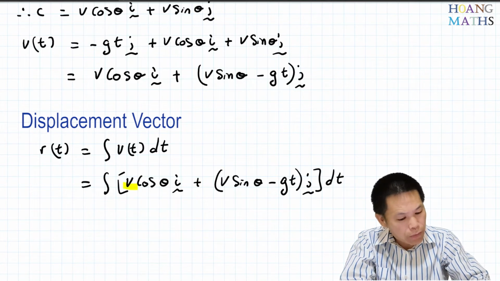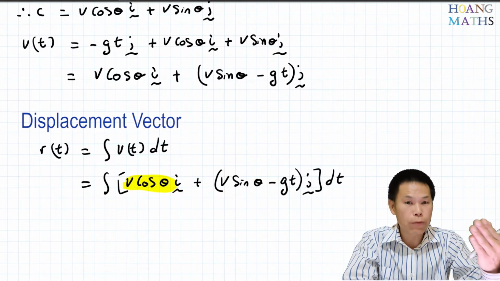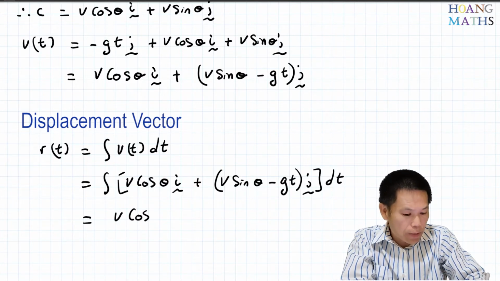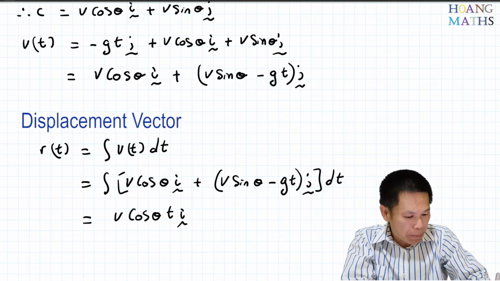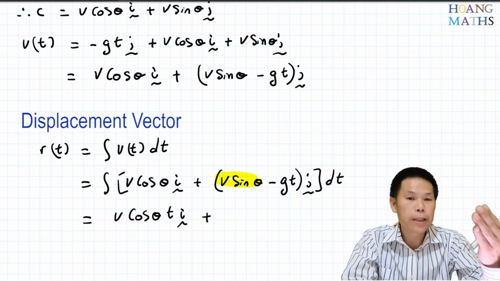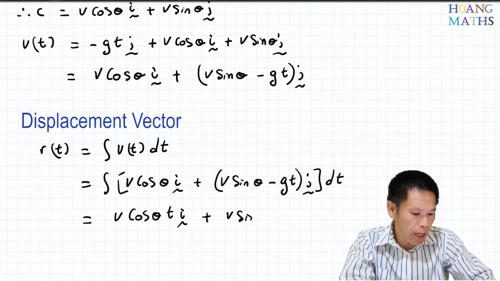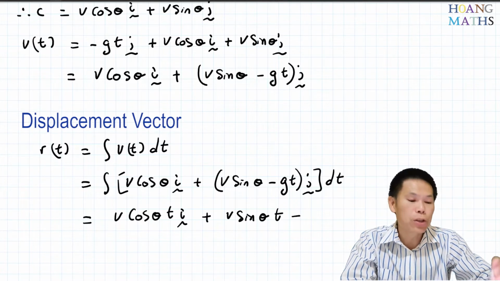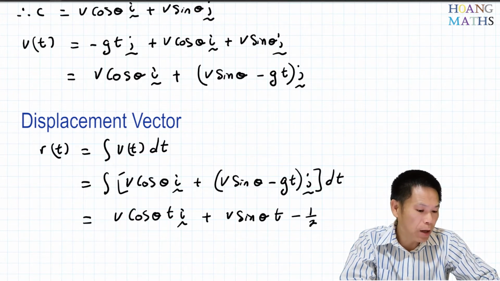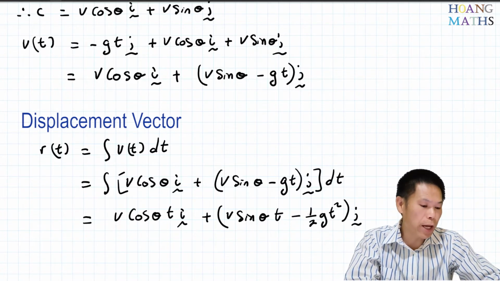And now we just integrate this. Now this one here, v cos θ, is just a constant. So we integrate dt, it gives me t. So that will give me v cos θ t i. And plus, again, this is just a constant, so we integrate that dt, which gives me t times that. So let me write this down: v sin θ t minus, we integrate t, which gives t squared, divided by 2. So that will give me a half g t squared, and this is j. And don't forget to add C.